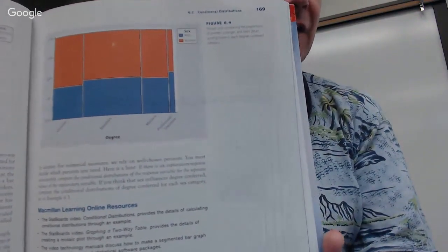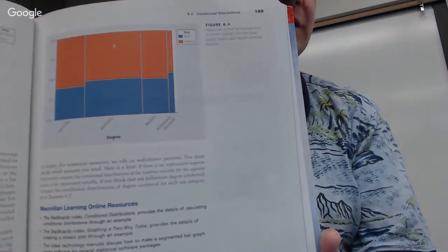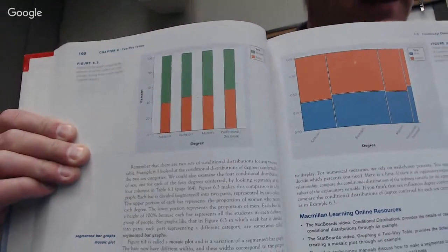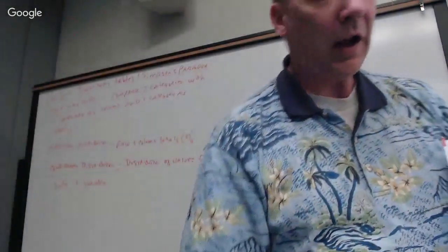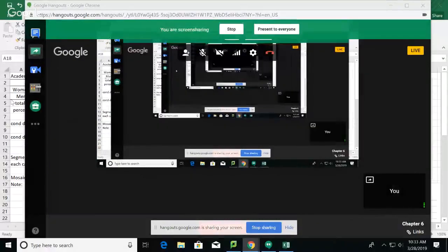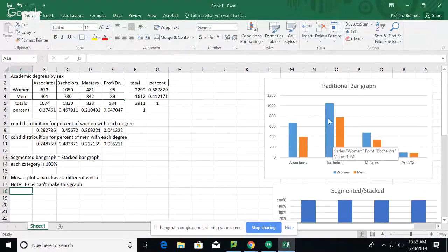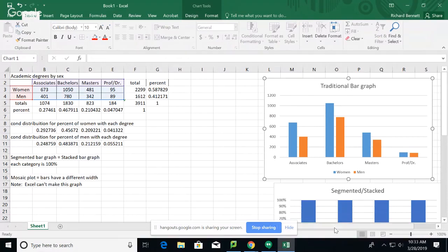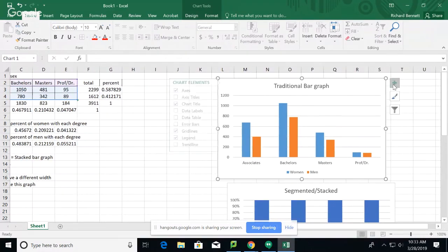You can see that they have different widths. One of the advantages, as opposed to the stacked bar graph, is that in the stacked bar graph you can't tell that the associates, bachelor's, master's, and professional degrees are much different numbers. You can kind of see that when you compare the bar graph, especially since we're doing totals. By the way, I didn't put in titles here. Make sure you put in your titles or I'm going to mark you off on your test.